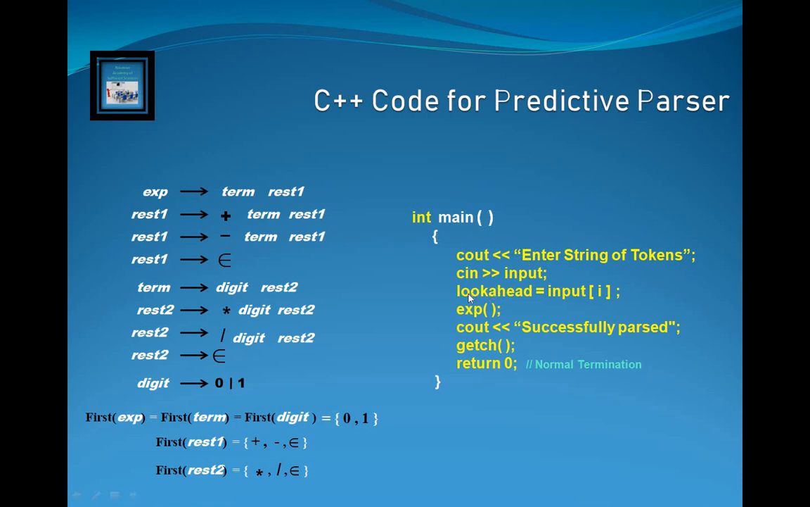First of all, we will set the lookahead as the first character of that string, input of I, where I is a global variable. In the next slide I will show you how I is declared. Of course, it is not declared within some specific function, because we are going to use this I within multiple functions. So the best approach is to declare lookahead, I, and input, all three things, as global variables.